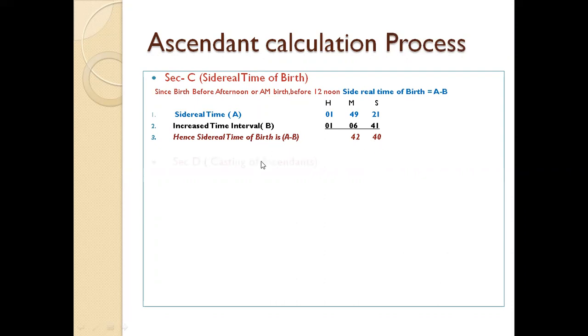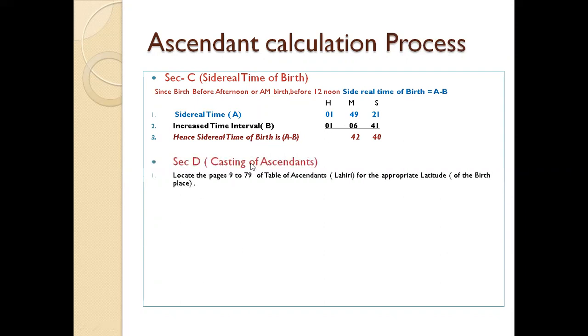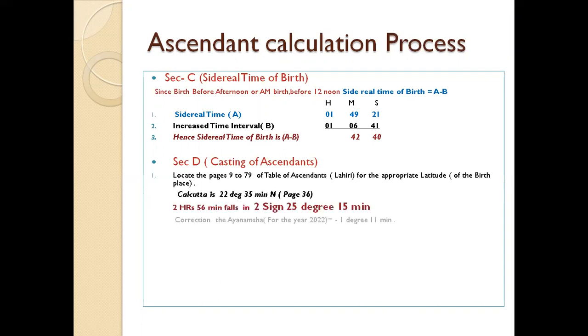So now what we have to do is go to the table of ascendant book, from page 9 to 79. Based on the latitude of that place, like for Calcutta it is page number 36, tables are given. We just need to find out where the 42 minutes falls in that table. Their signs and everything are mentioned. So we saw that for Calcutta, this 42 minutes 40 seconds, as per the table, is coming 2 sign, 25 degree and 15 minutes.